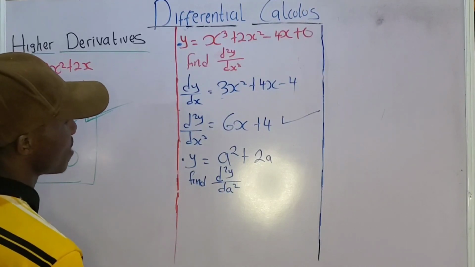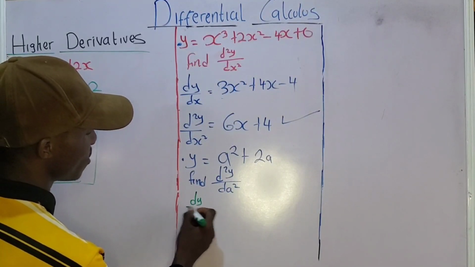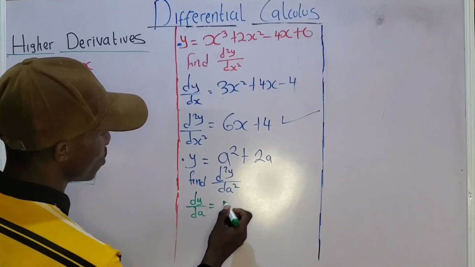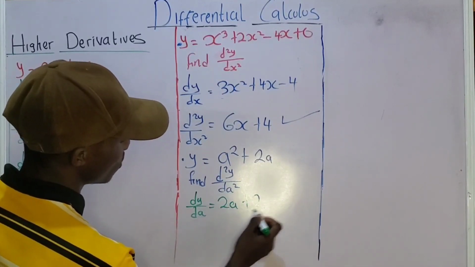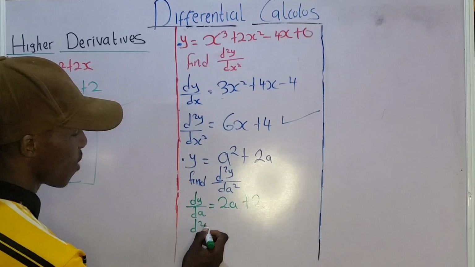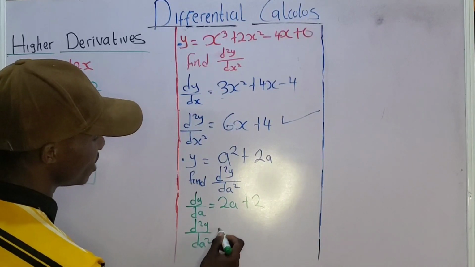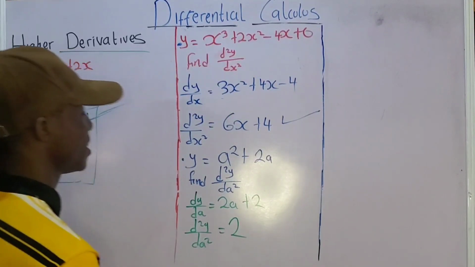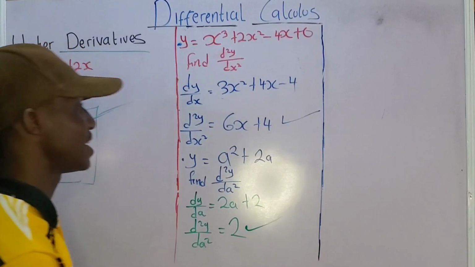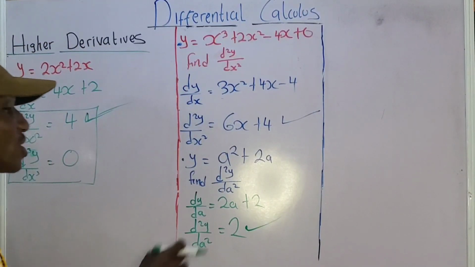So here I'm going to have dy over da is equal to 2a plus 2. You understand? So d squared y all over d a squared is equal to 2. You understand? That is the final answer. Okay? Are you wondering how I'm getting the answer?